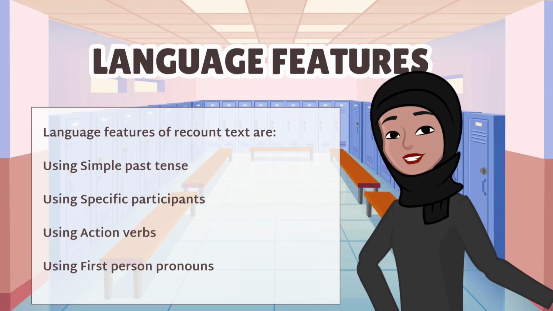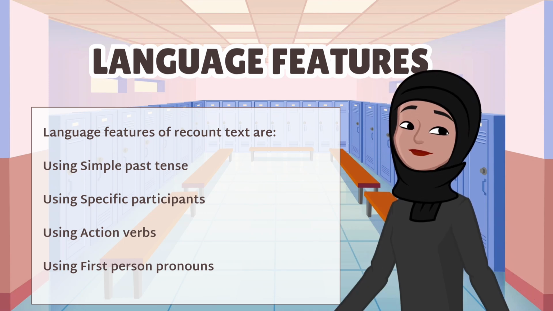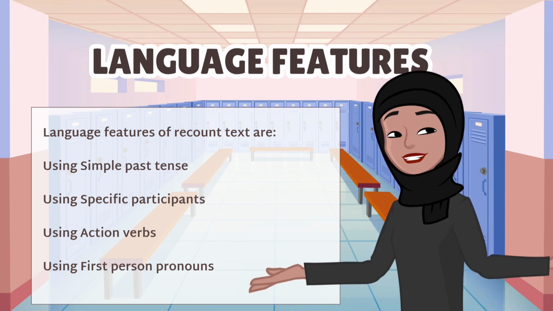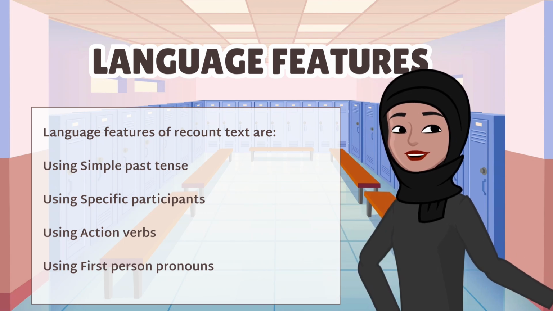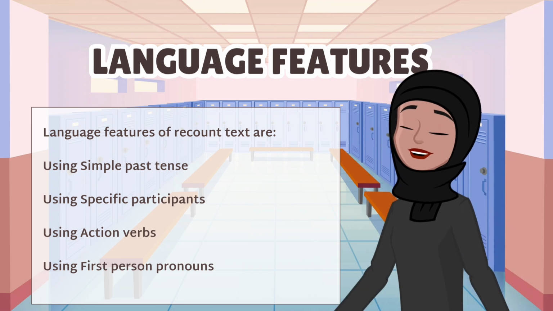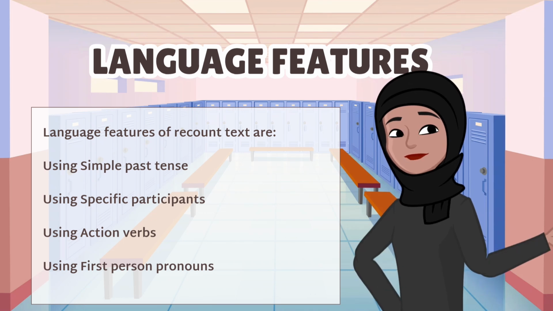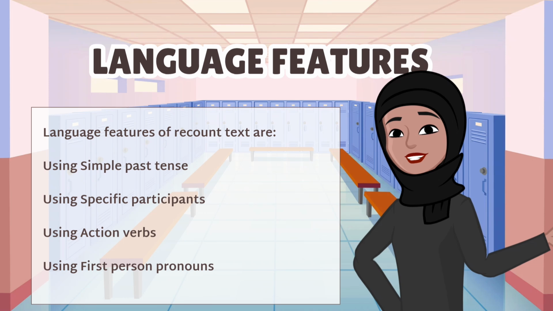After we learn about the structure of recount text, we move to the language features. Language features of recount text are, the first, using simple past tense. A recount text tells events that happened in the past, so it uses verbs in the simple past tense. For example, went, played, visited, arrived, watched, was, and were. This tense shows that events are finished.